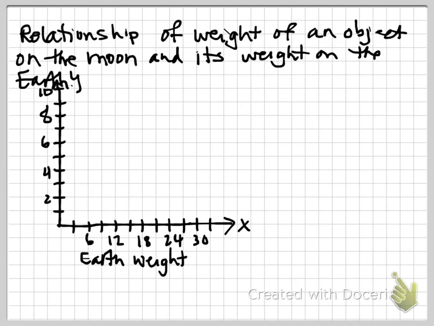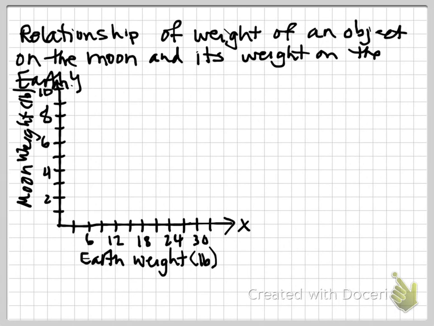Yeah, on the moon, because of the lack of gravity, everything's a lot lighter. So the Earth weight is going to be along the bottom with the larger scale. The smaller scale is going to be the moon weight. Now we're going to compare the weights in the same measurement system, so we're going to also do it in pounds.